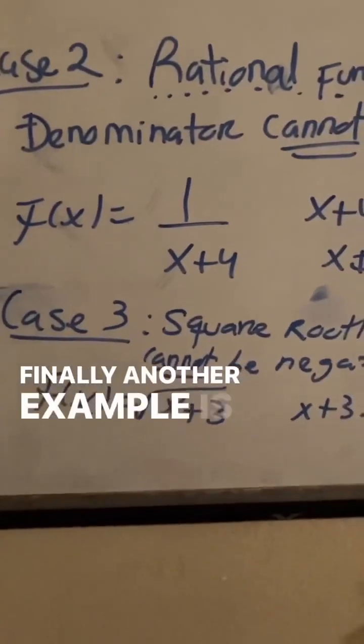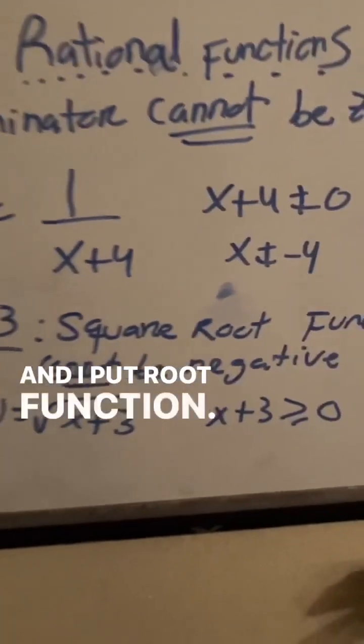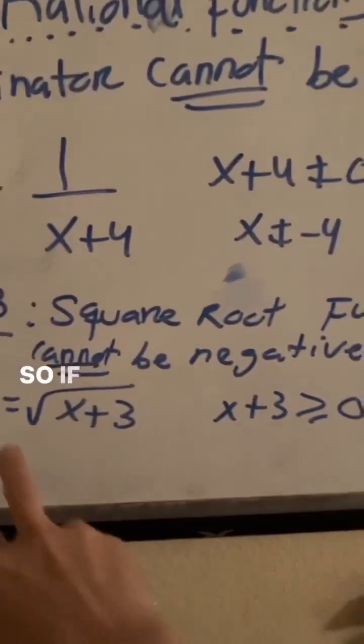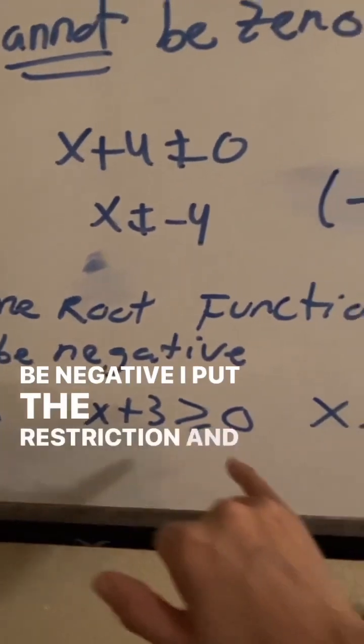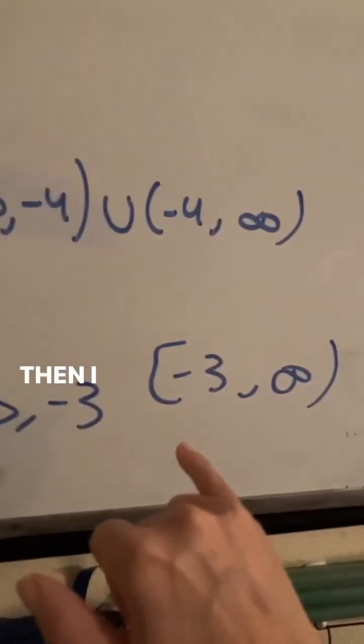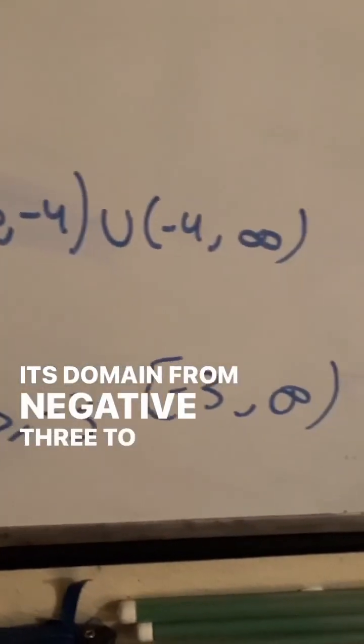Finally, another example is the square root function. What's inside the root cannot be negative. So if I have the square root of x plus 3, since it cannot be negative, I put the restriction x plus 3 is greater than or equal to 0, and then I solve for x, and I know that the domain of this function is from negative 3 to infinity.